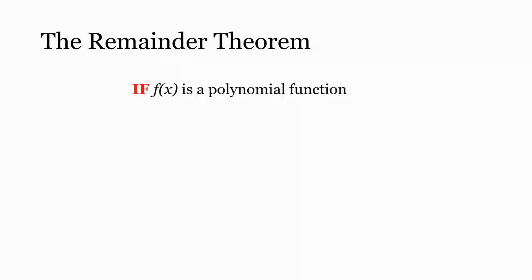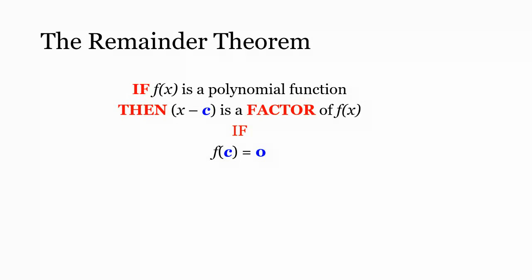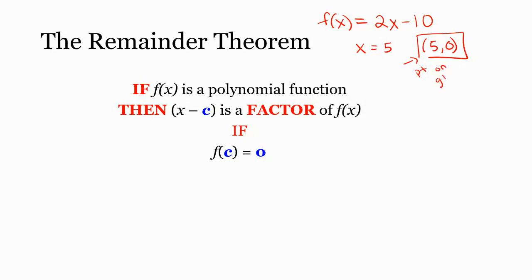So the remainder theorem is what we're going to start with. If f of x is a polynomial function, then x minus c is a factor of f of x if f of c equals 0. Think about that for a minute. Let me go back to something real simple here. We'll go with a line, 2x minus 10, and you get x equals 5 as the solution. What that means is when I plug in 5, I get out 0. That's a point on my graph, an x-intercept. That's why y is 0.